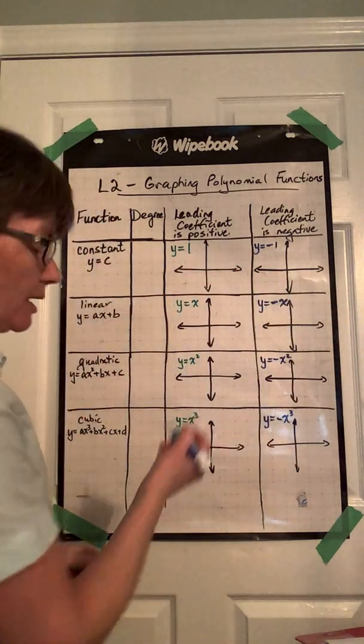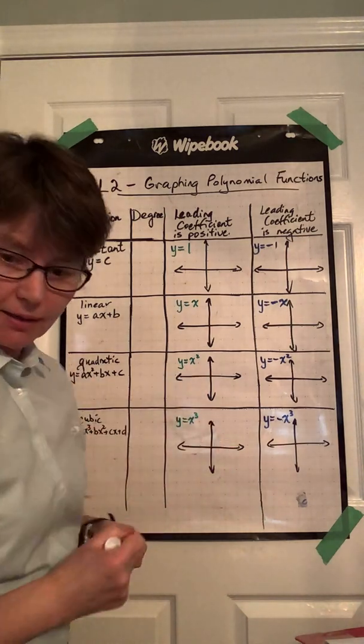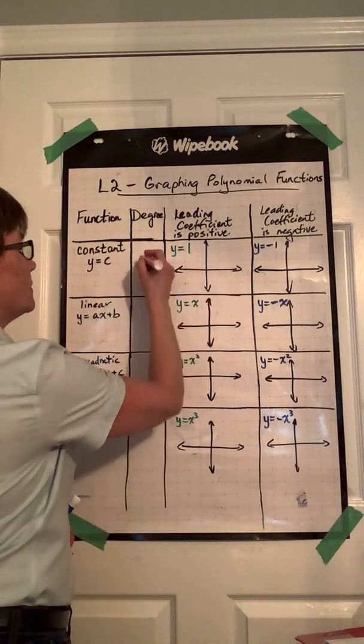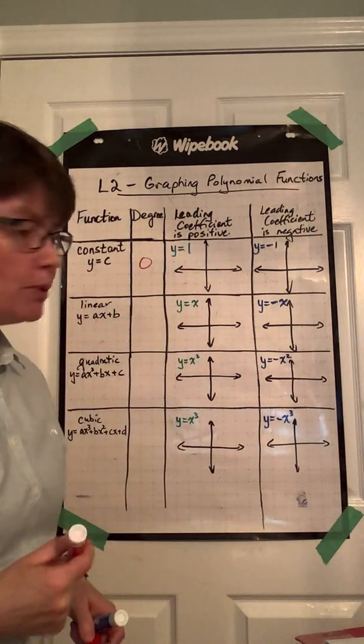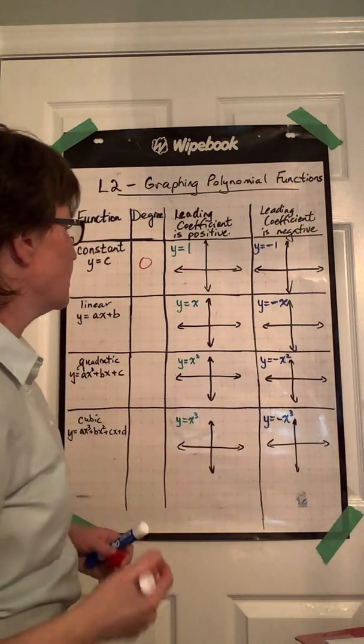The degree of that, with the highest exponent, well, there is no exponent with it, so that highest exponent is 0. Okay, so if we had a variable, the exponent on that variable would have to be 0 to make it 1, to make it stay the same.